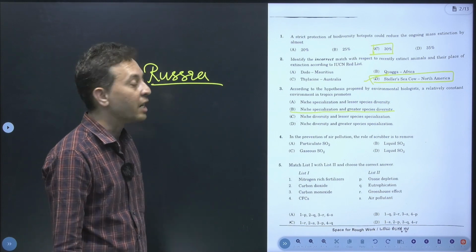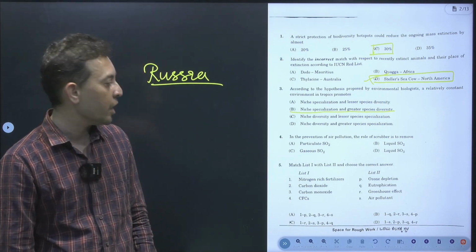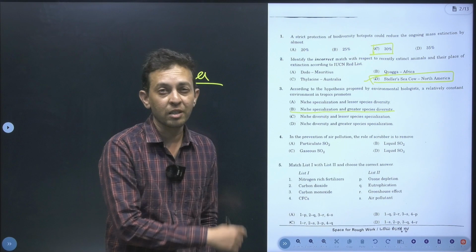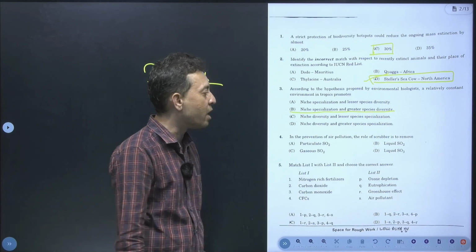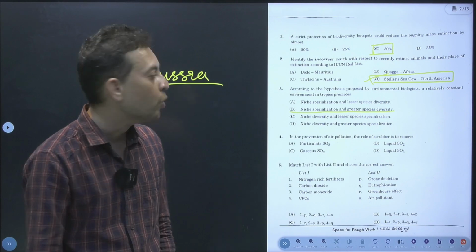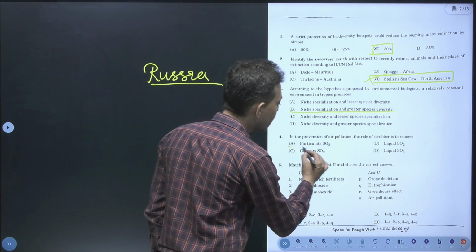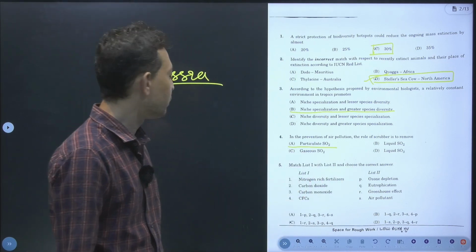Moving on to the next question, from the topic environmental issues. Unfortunately, it is a deleted concept they have given here. In the prevention of air pollution, the role of a scrubber is to remove particulates and SO2. So the correct option here is 1.